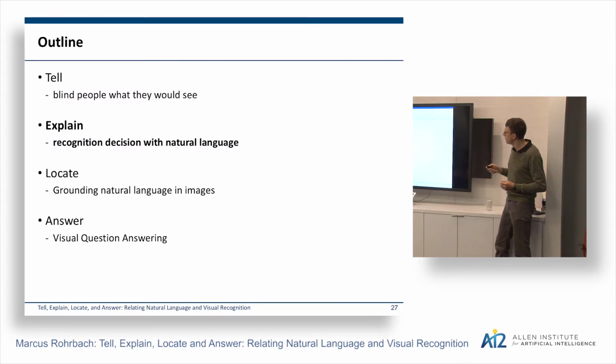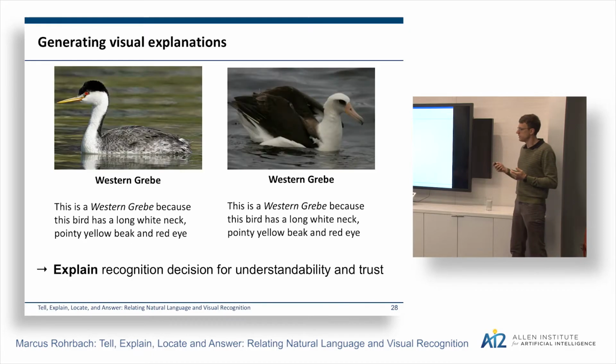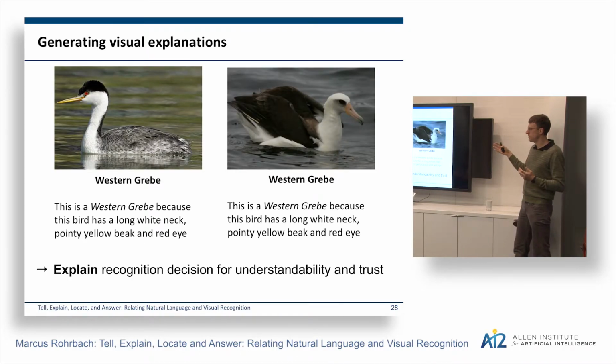So let's maybe go to the second task, explaining why we make certain recognition decisions. The example was, again, we have, for example, a bird, and we want to understand why this is a Western grebe.